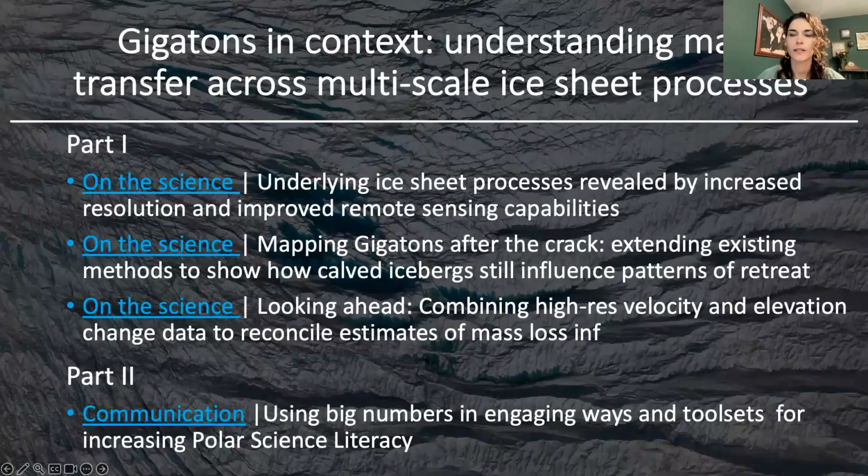So I just want to go over quickly the outline for today. The first part, which is the majority of the talk, is going to be spent on the science and what we're learning about ice sheet dynamics as we improve our technology to observe them. So looking at things like the underlying processes on fine timescales, from weekly to monthly changes, as well as longer term time series, multi-annual decadal records.